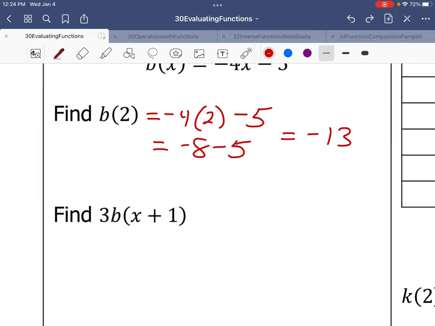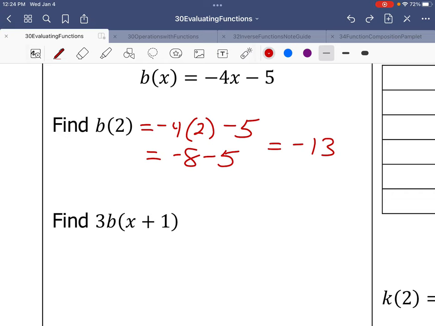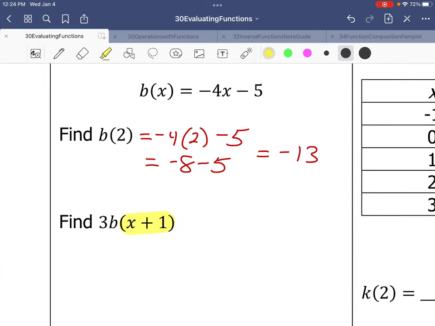But it can look a little fancier. We can sometimes spice things up a little bit to find 3b of x plus 1. Now I'm highlighting that x plus 1 because that's still what I'm going to plug in. But you have to recognize that this 3 that's out front is simply a coefficient that I will get in front of my plug-in. So what happens when you plug in x plus 1?